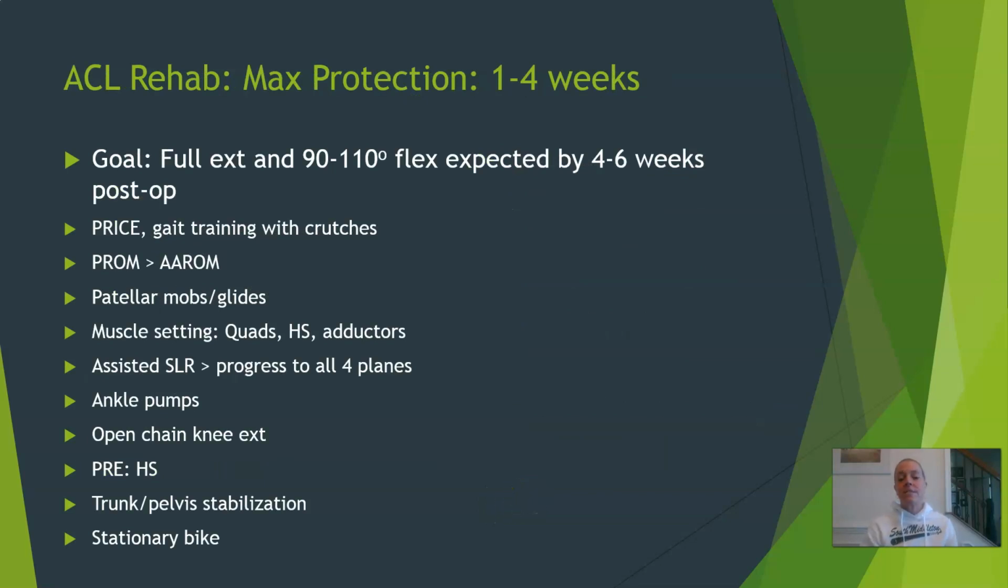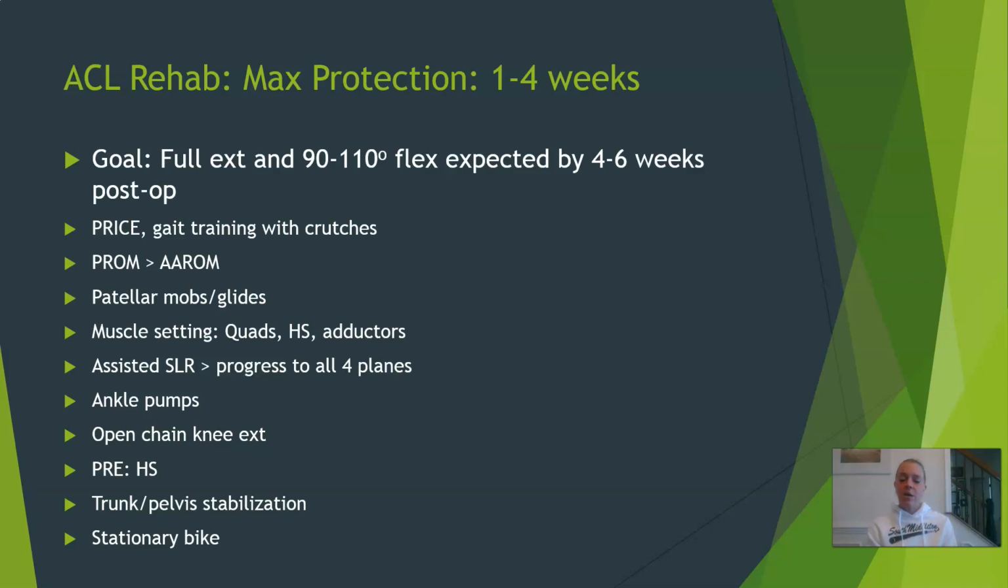So I've included some basics here for ACL rehab. Most patients are going to come with a protocol from their physician, so make sure that you're following the specifics that are outlined for you there. But in general, maximum protection is going to be about 1 to 4 weeks. We expect full extension and 90 to 100 degrees of knee flexion by the end of this phase. Initially, we're going to start with things like PRICE, gait training with crutches, passive range of motion progressing to active assisted range of motion, so heel slides to work on knee flexion and extension.